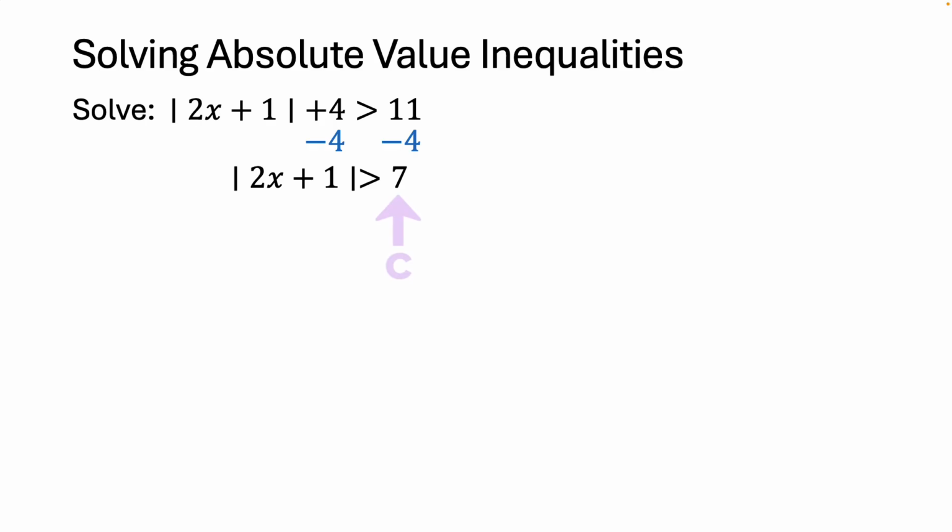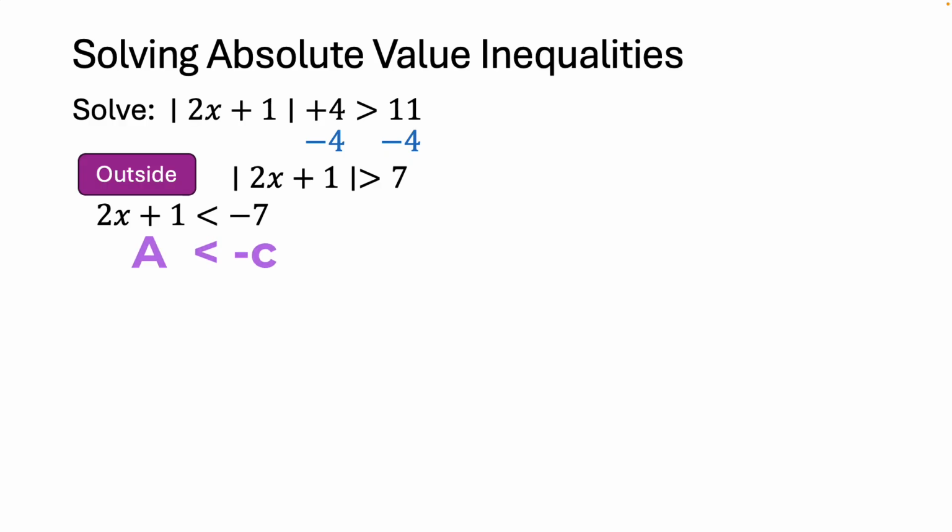Let's check the value of C. So C is 7, which is positive. That means this is not one of our special cases. We need to keep going. Now let's take a look at our inequality. We have the absolute value is greater than 7. Greater, we go outside. So let's rewrite this as the compound inequality 2x plus 1 is less than negative 7, or 2x plus 1 is greater than 7.